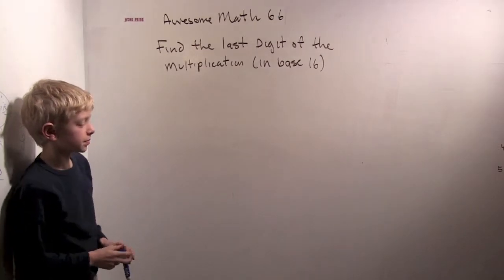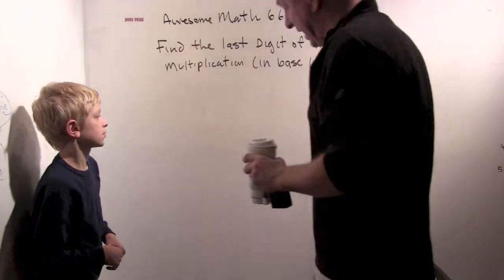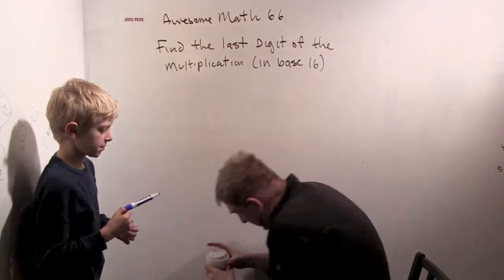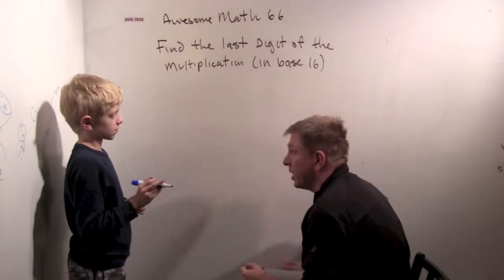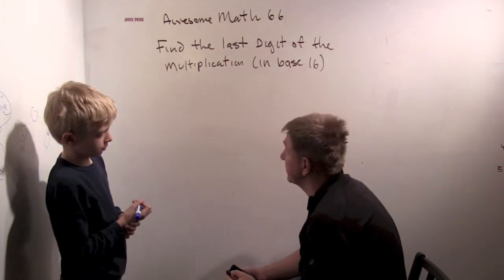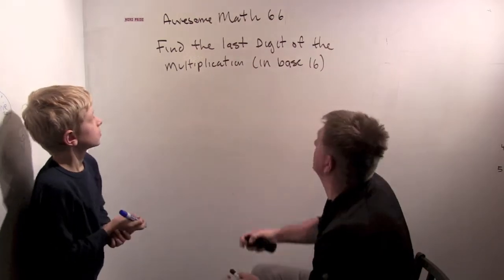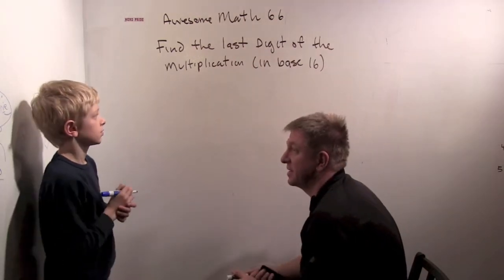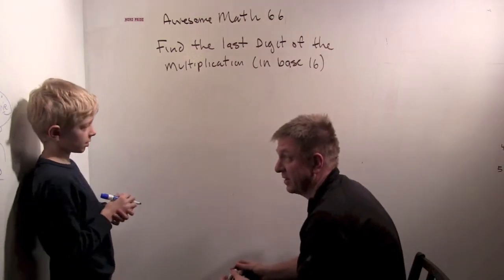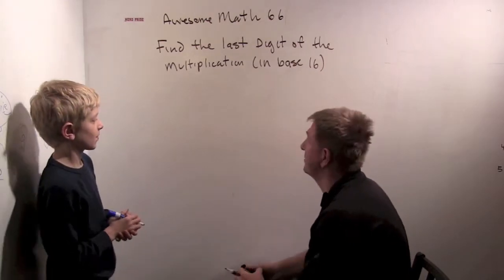AwesomeMath 66. We are in the review section of our last digit chapter. We got up to some of the problems on last digits in other bases, so we'll do one of those. Find the last digit of this multiplication in base 16. Are you ready? We're just looking for the last digit. You didn't get to see the numbers ahead of time.